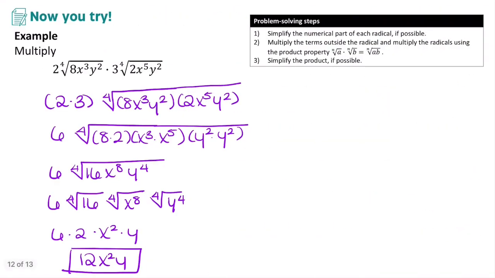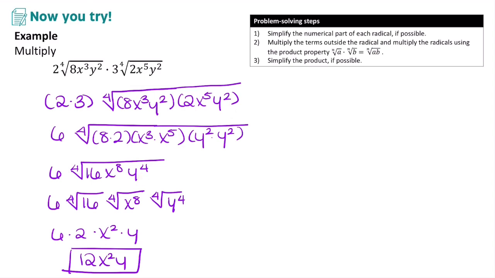So if we look at these numerical portions, there's no power of 4 that we can factor out of each of these terms. So we're just going to go ahead and multiply. So we have 2 times 3, which is 6, and then we have the 4th root of 8x cubed y squared times 2x to the 5th y squared. So we put together the 8 times 2, which gives us 16. X cubed times x to the 5th is x to the 8th. Y squared times y squared is y to the 4th.